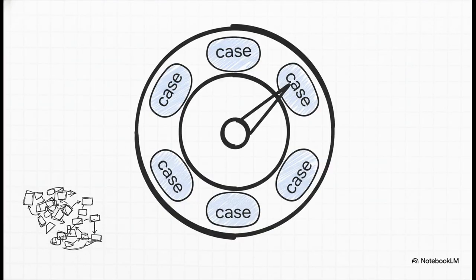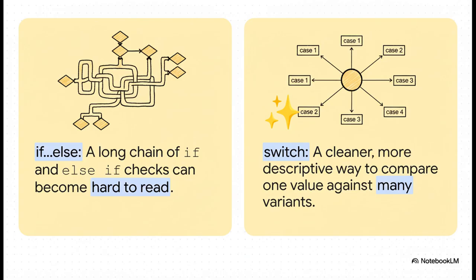Now, what if you have one single variable that you need to check against a whole list of specific values? You could use a long chain of if-else statements, but that can get pretty messy. That's where the switch statement comes in. It can be a much cleaner, much more readable alternative. And this slide just shows the difference perfectly.